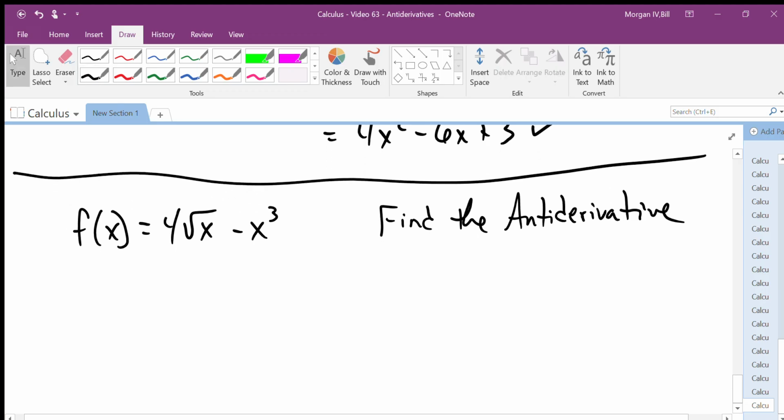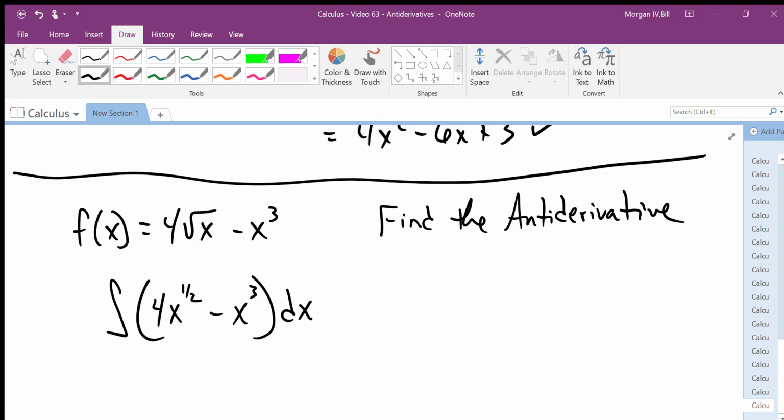To find the antiderivative, we use the integral symbol of parentheses 4 square root of x. But let's not write it as 4 square root of x. Let's write that as 4x to the 1/2. That's how I would have written it to take the derivative. It's also how I'm going to write it to take the antiderivative. Minus x to the third dx. Don't forget the dx part, that is important. That tells us we're taking this antiderivative with respect to x as opposed to a different variable.